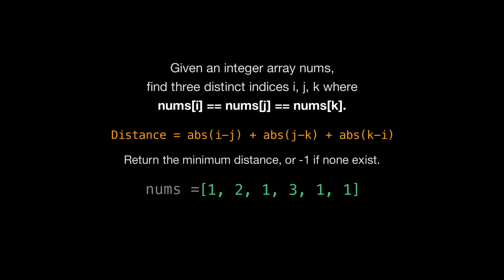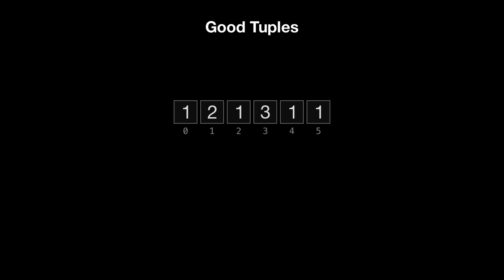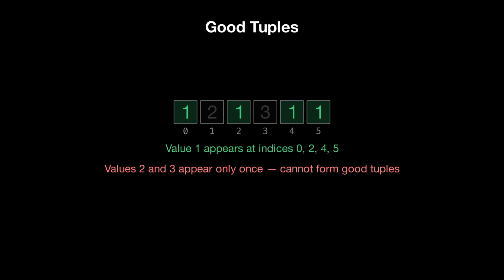Here we have nums equal to the array 1, 2, 1, 3, 1, 1. So first, let's identify the good tuples. And remember, a good tuple requires three indices where the values are all the same. So looking at our array, the value 1 appears at indices 0, 2, 4, and 5. The value 2 only appears once, and the value 3 only appears once. So only the value 1 has enough occurrences to form good tuples.